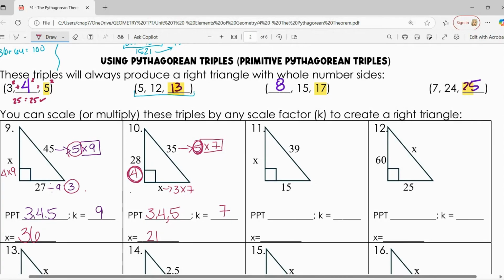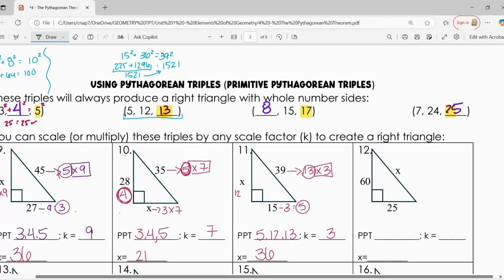For number 11, 5 is not going to be our answer because 5 doesn't go into 39. The hypotenuse that goes into 39 is 13, and it goes in 3 times. So my primitive Pythagorean triple is 5, 12, 13 with a scale factor of 3. 15 divided by 3 is 5. And so I've already used 5 and 13, which means now I need to use 12. 12 times 3 is 36.